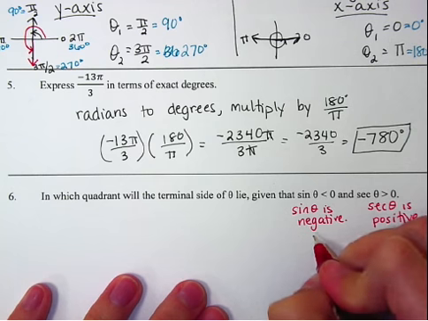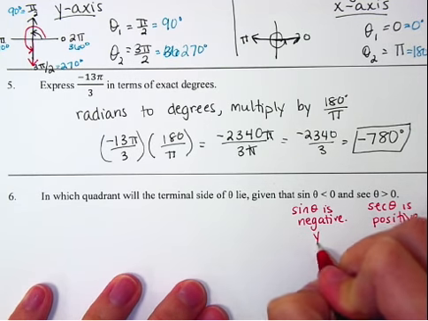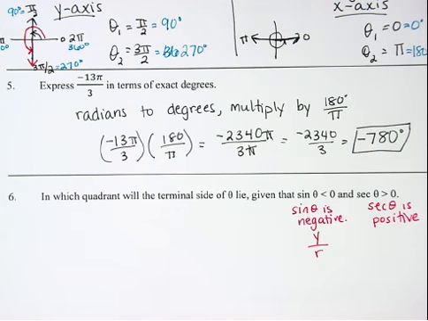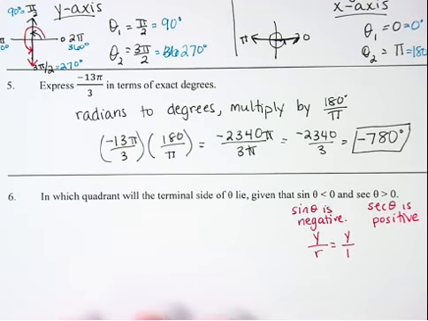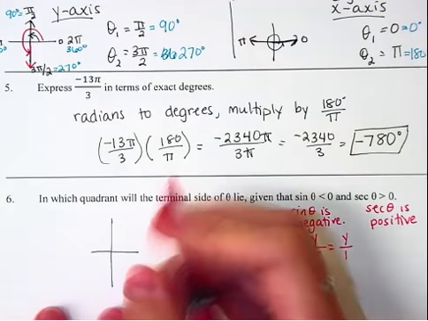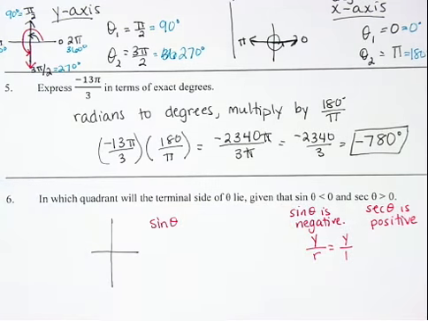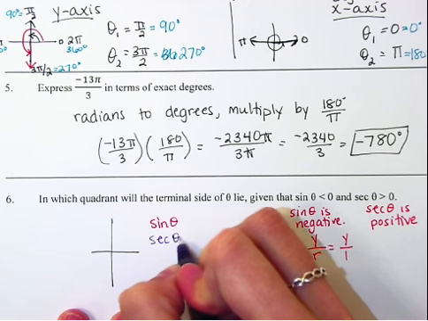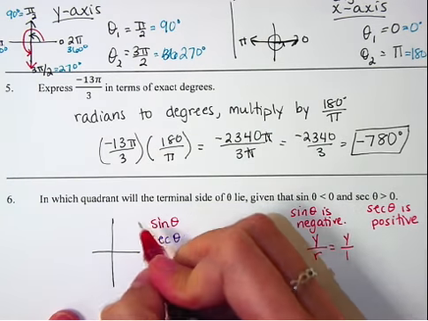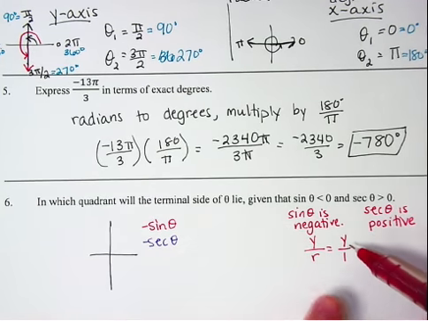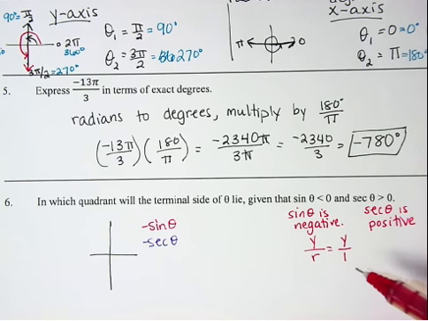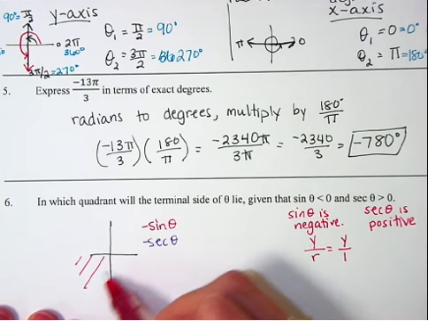Sine, I know, on the unit circle is y over r. Since we're on the unit circle, my radius is just 1, so we're going to focus on just the y. So let me do a little key here. We'll put sine in red, and we'll do secant in purple. All right, so if we're on the unit circle, we're focusing on just the y. So if sine is negative, that means that y is negative. Where is y negative? In the 3rd and 4th quadrants.